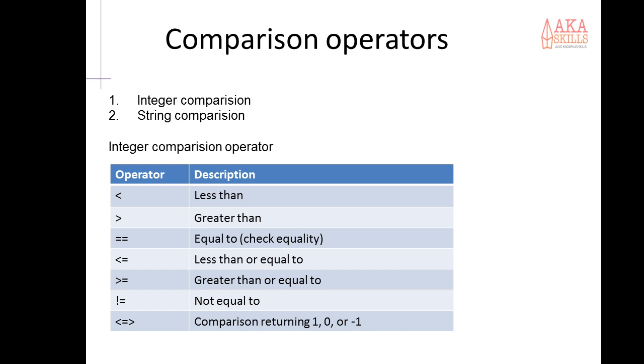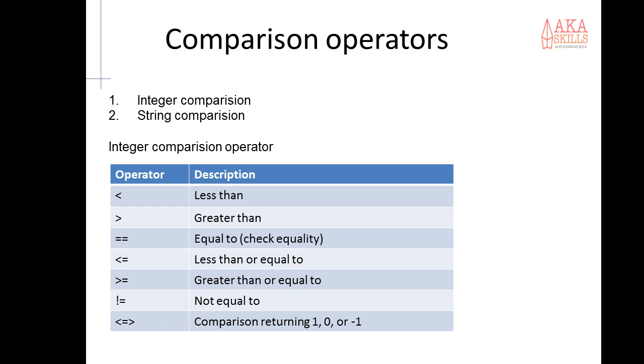Then we have the comparison operators. There are two types of comparison operators. One is done on integers and the second one is done on strings. So for integer comparison operators, we can also use these operators on floating point data. Integer comparison operators are basic operators that we use on a daily basis. These are less than, greater than, double equal to.